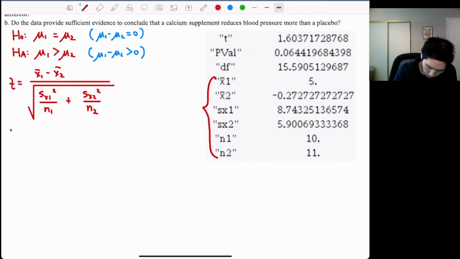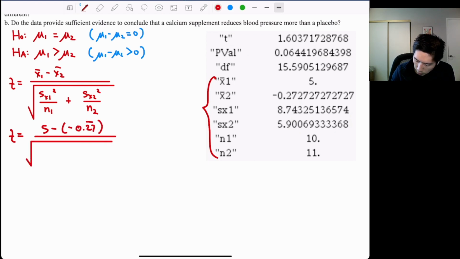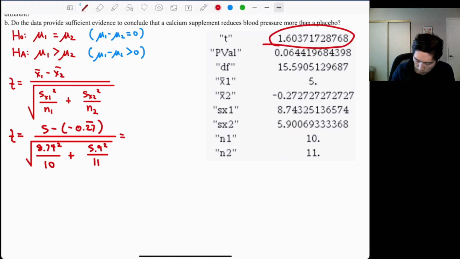Let's fill in the values. T is equal to, our sample mean 1 was 5. Our second sample mean was negative 0.2727, all over the square root of, our standard deviation for the first sample was 8.74. We're going to square that over our first sample size of 10, plus our second standard deviation, 5.9. We'll square that and put that over our second sample, 11. And that's going to be crunched out to be equal to, well, t is equal to 1.603717. So you don't need to type that again. You just want to use the calculator's value because it does it all for you.